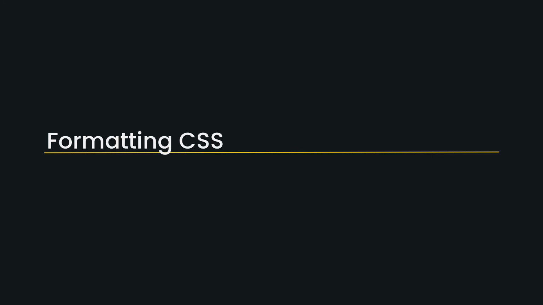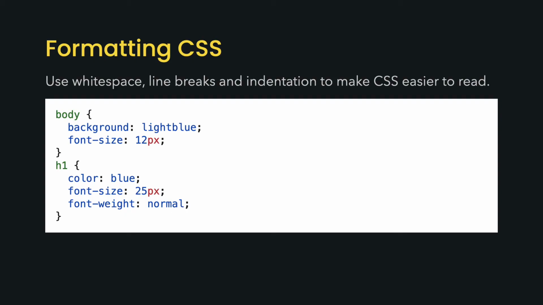Just like HTML, whitespace, line breaks, and indentation are used to format CSS to make it easier for us to read. A common formatting convention is to write each declaration on its own line and indent it with one tab key space to make the groupings easier to see. The white space between the property and value is not required, but can also be added for readability.